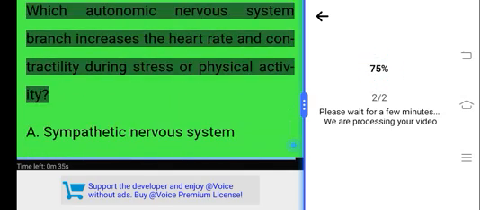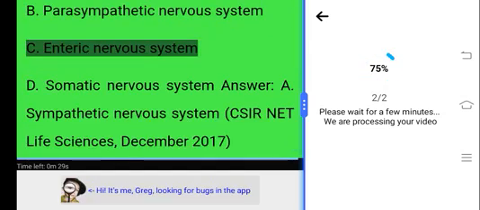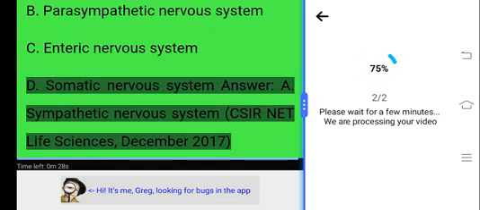Which autonomic nervous system branch increases the heart rate and contractility during stress or physical activity? A. Sympathetic nervous system. B. Parasympathetic nervous system. C. Enteric nervous system. D. Somatic nervous system. Answer. A. Sympathetic nervous system. CSIR Net Life Sciences, December 2017.